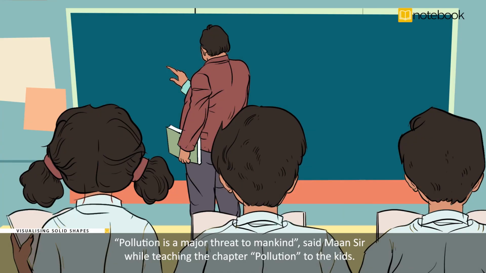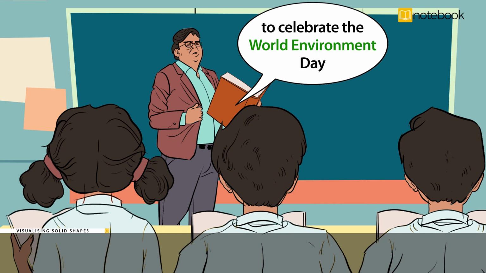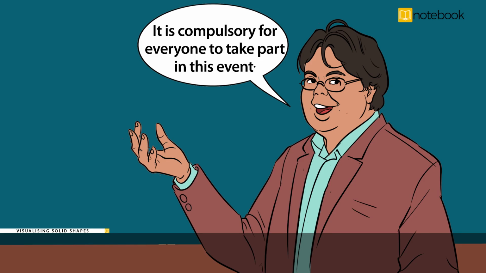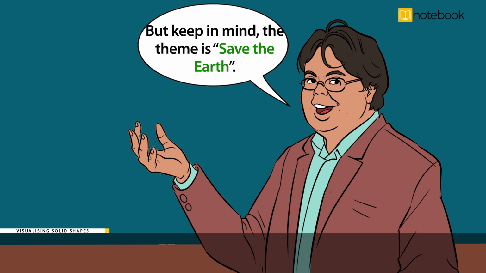Pollution is a major threat to mankind, said Maan sir while teaching the chapter Pollution to the kids. Students, there will be an exhibition on the 5th of June to celebrate World Environment Day. It is compulsory for everyone to take part in this event. You will either have to make chart papers or models, but keep in mind the theme is Save the Earth.